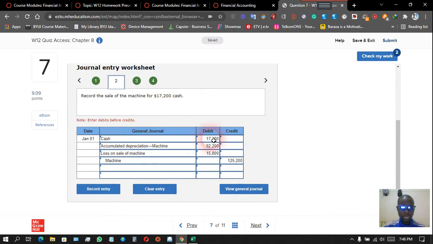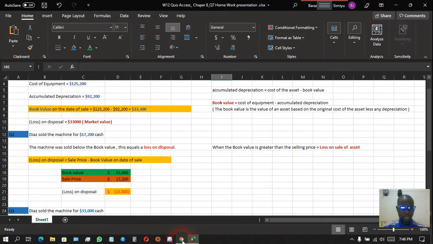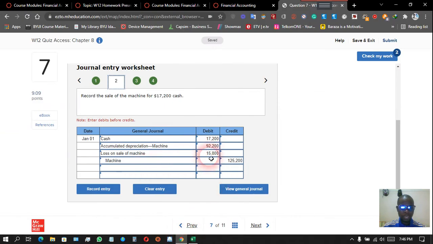Now to enter this into our journal entry worksheet, we'll first debit the cash which was paid for the machine, 17,200. We will also debit the accumulated depreciation of the machine, and also debit the loss on sale of the machine, which is 15,800. And then we also credit the cost of the machine when it was bought, 125,200. If we add the debits, they will equal the credits.